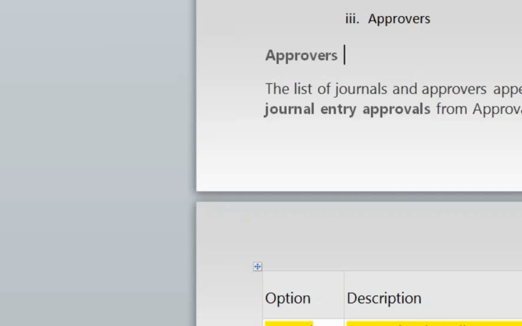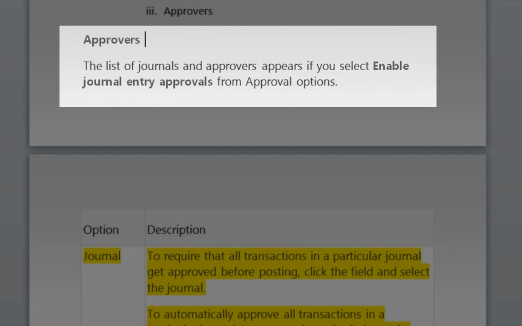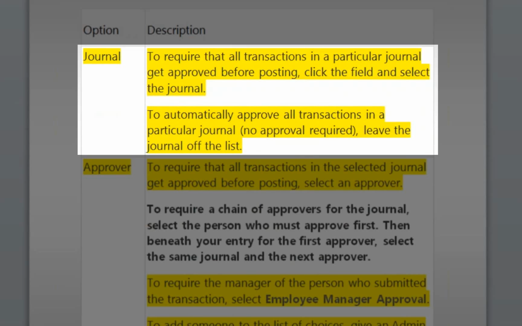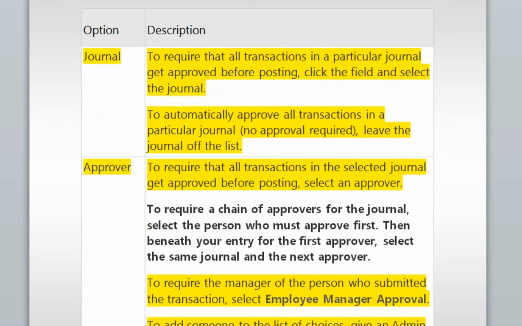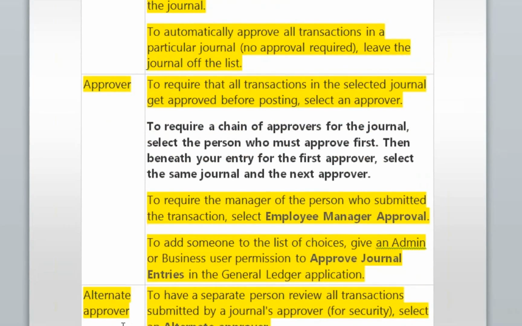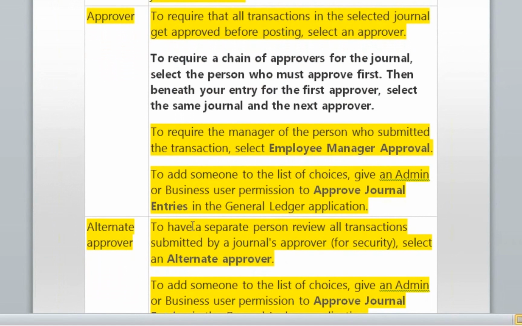Back to our document real quick here, and talking about approvers and some of the rules that we need to keep in mind for them. The list of journals and approvers appear once you select Enable Journal Entry Approvers. We've done that. We now have to select the journal. As you recall, I was mentioning that we do it by journal, and then identify the approver who's going to be approving and the alternate approver, as to who that might be in case we want someone to approve journal entries entered in by approvers identified in the system.